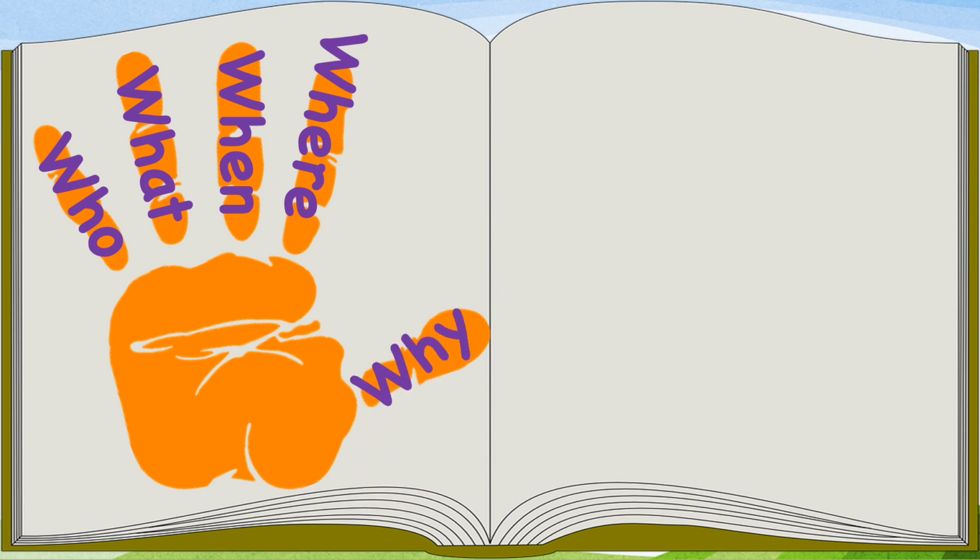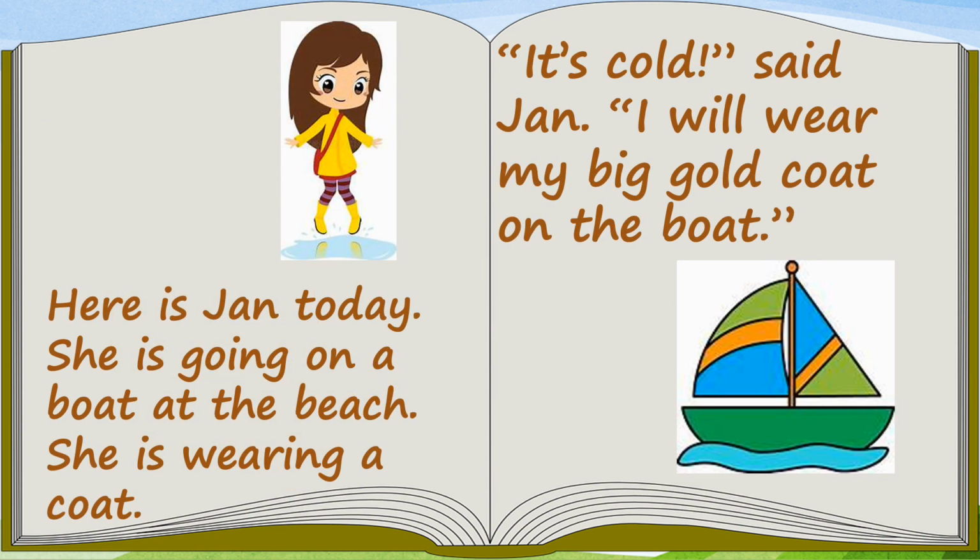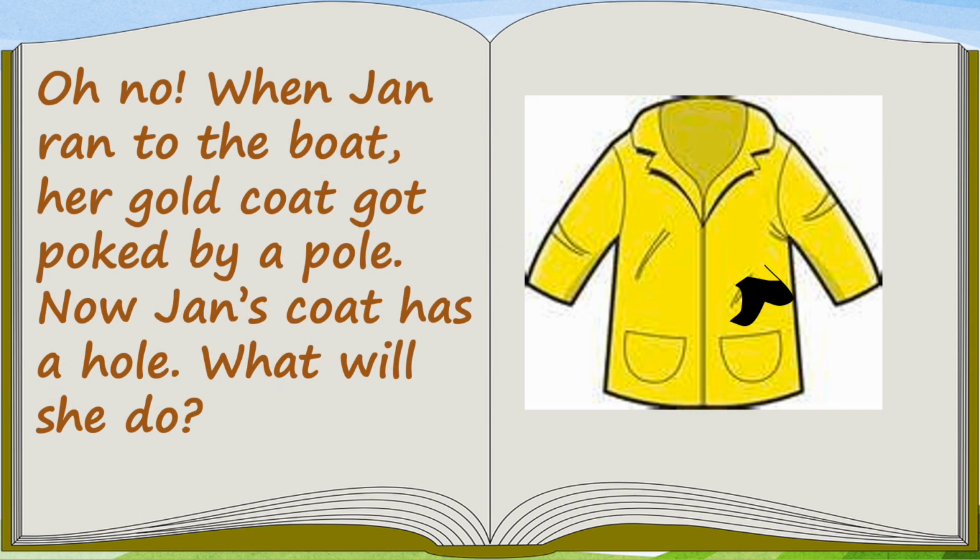Let's try it. Can you read this story with me? Here is Jan today. She is going on a boat at the beach. She is wearing a coat. It's cold, said Jan. I will wear my big gold coat on the boat. Oh no! When Jan ran to the boat, her gold coat got poked by a pole. Now Jan's coat has a hole.